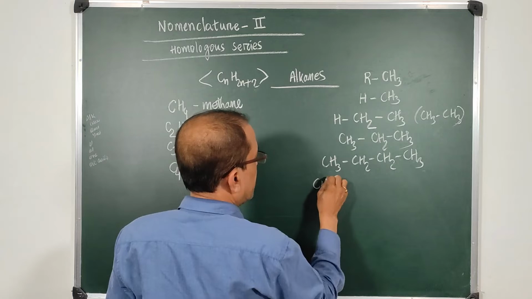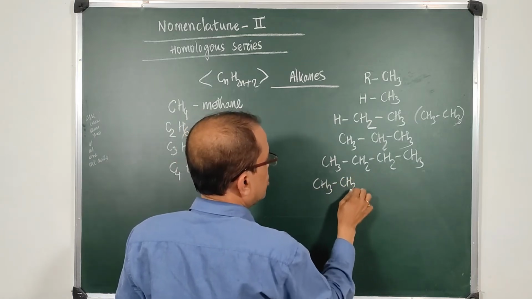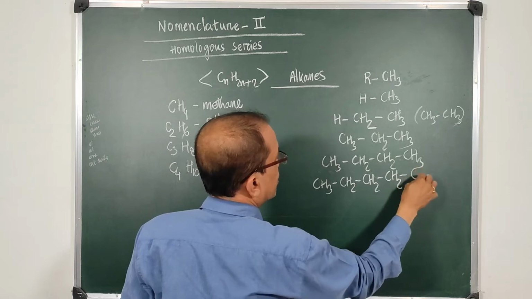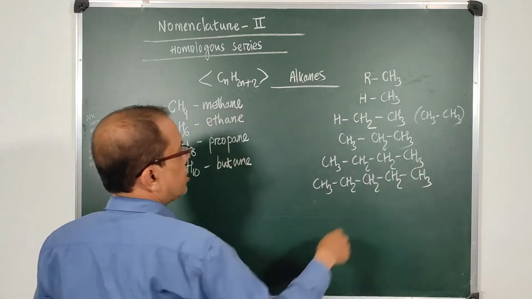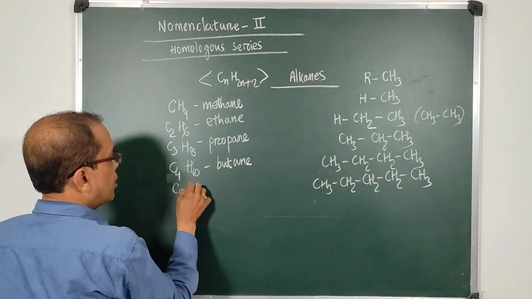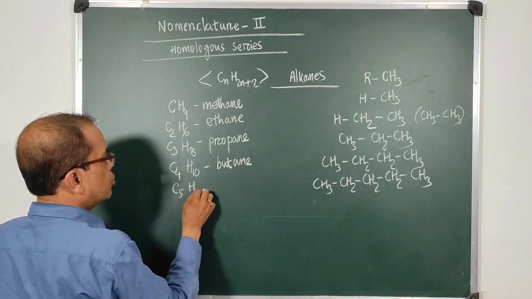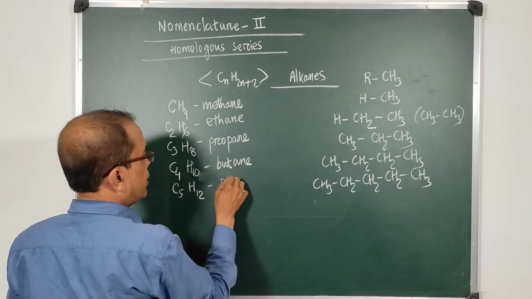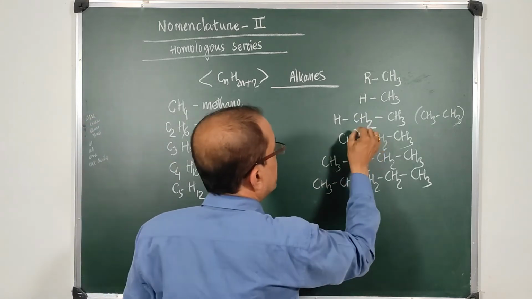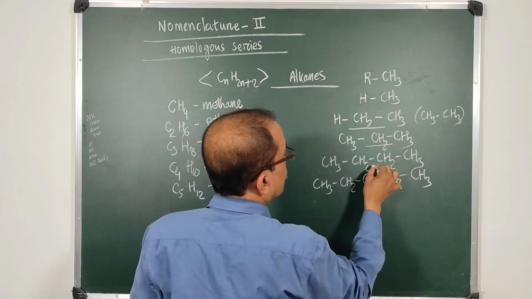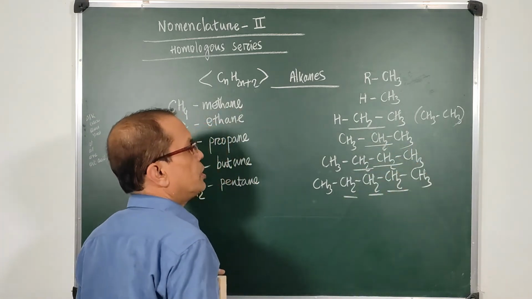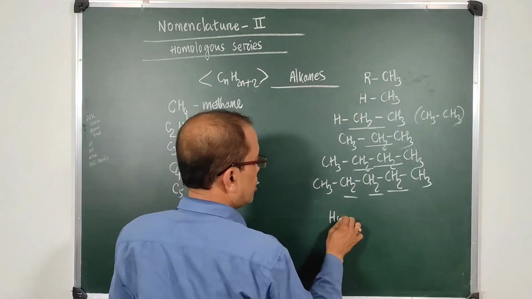If we take the next one, we add CH2 more. There are 3 CH2 inside and there are CH3 at the end points. We have 5 carbon atoms, so C5. Clearly it will be 5 into 2 plus 2, that means 12, and this will be pentane. See, in all these we are adding CH2, the number of CH2 is increasing. So this is homologous series.